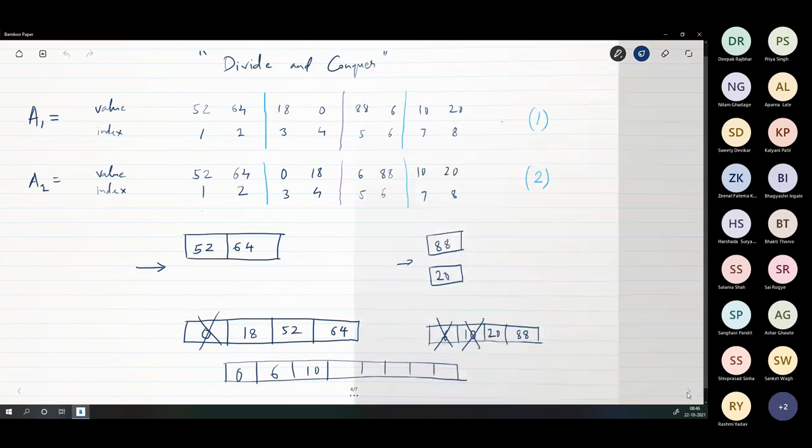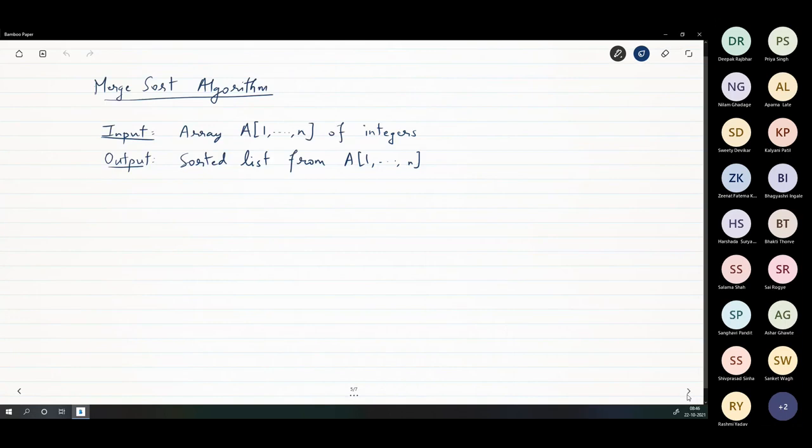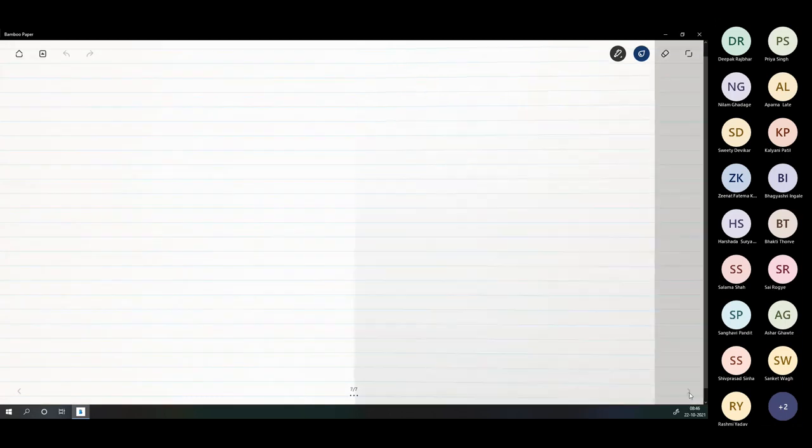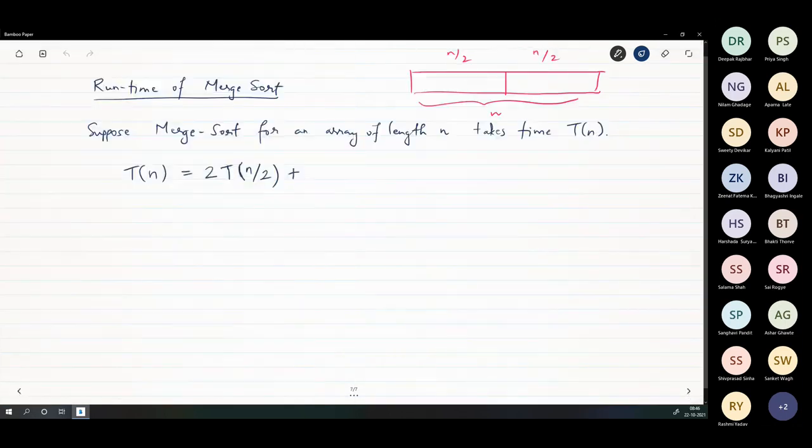Similarly, if you have an array of length... so now let's go here. Okay, कौन है अभी? ऋषभ हो क्या यहाँ पे? Yes, sir. Okay, thank you. So if you are comparing two lists of size n by 2 which are already sorted, and if you do this in order to get a list of size n, how much time will it take? How many comparisons are we making?